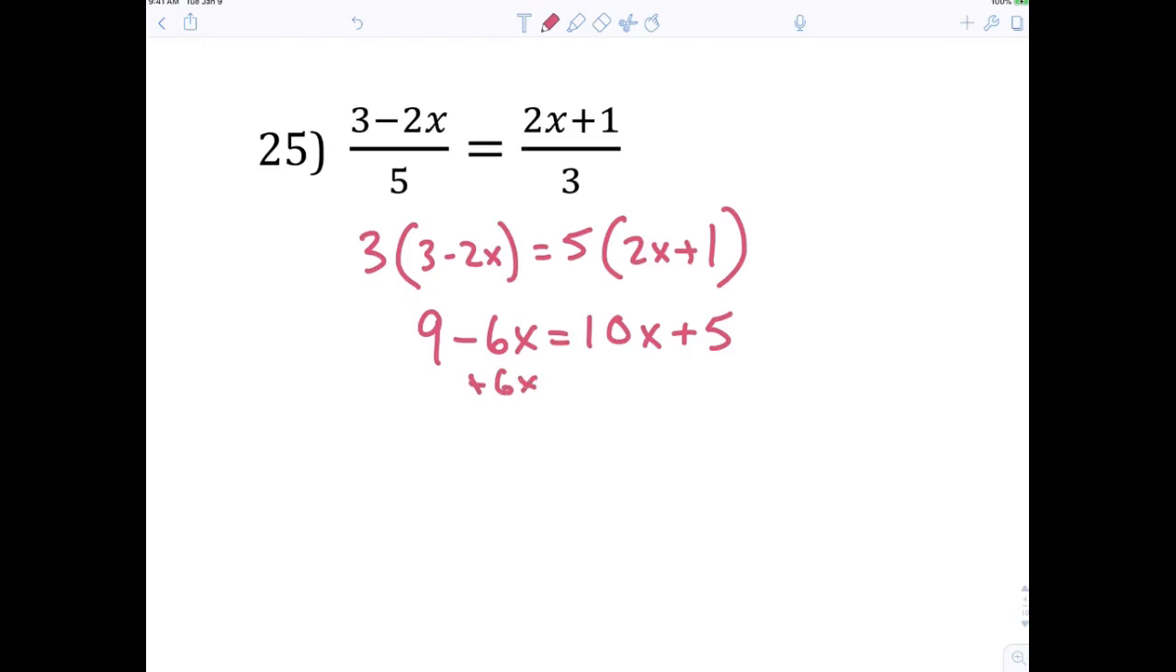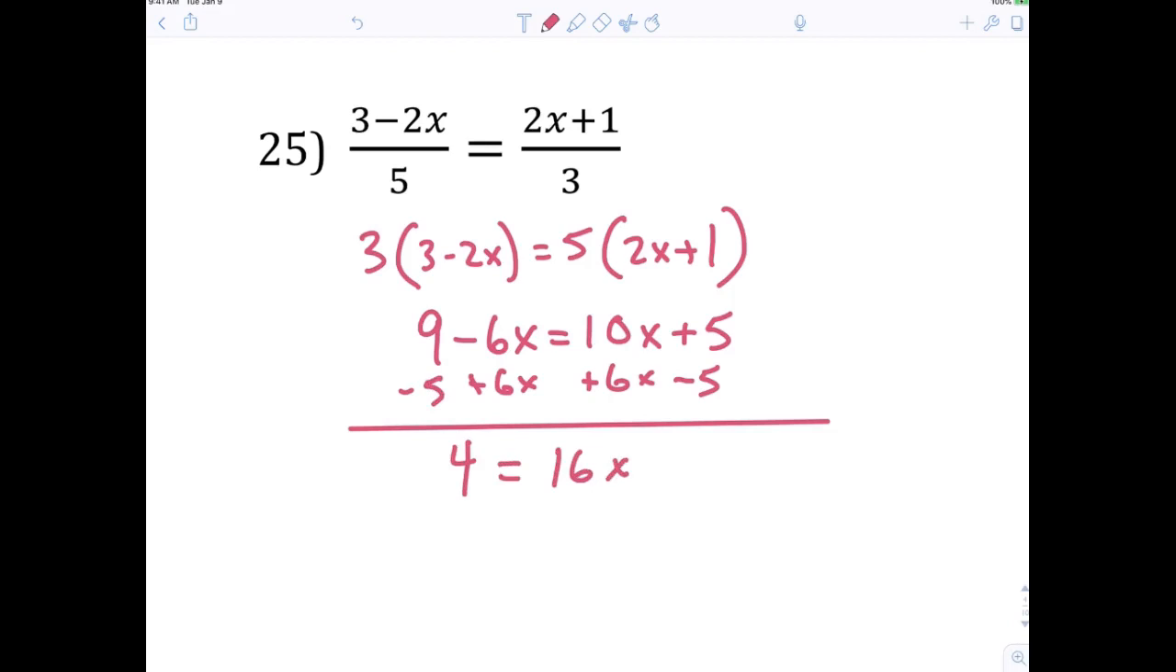Add 6x, add 6x. Minus 4, minus 4. I'm sorry, minus 5. Subtracting 5. Hold on one second. Thank you. 4 equals 16x. What can I help you with now?